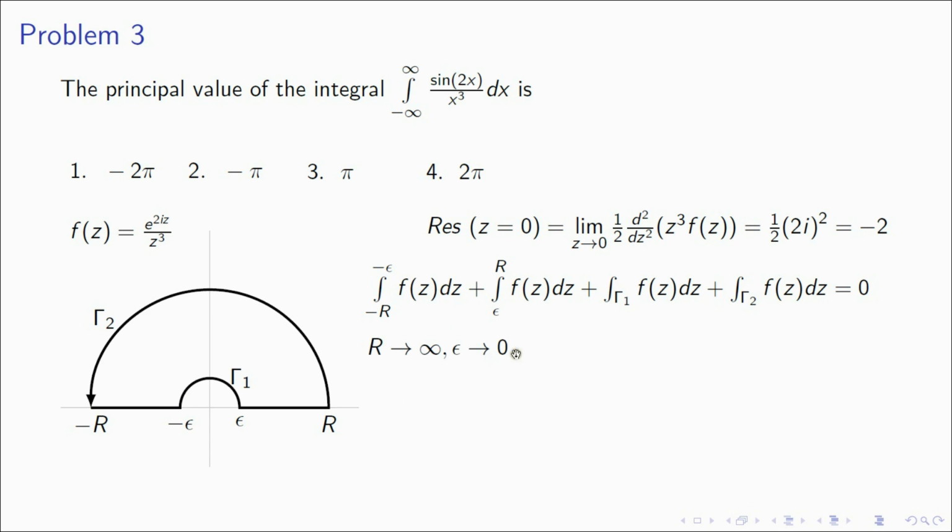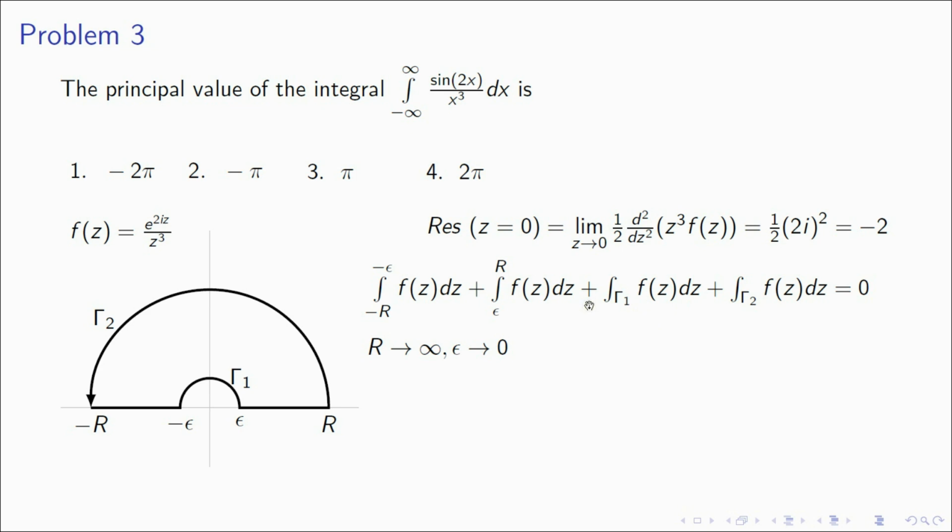In this limit, this one will go to 0 because you have this R cubed, and the numerator will remain finite. So f(z) will go to 0 if the radius becomes too large. And here we can just calculate the residue.